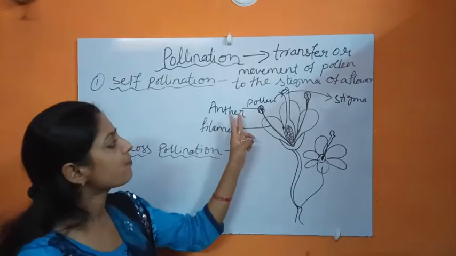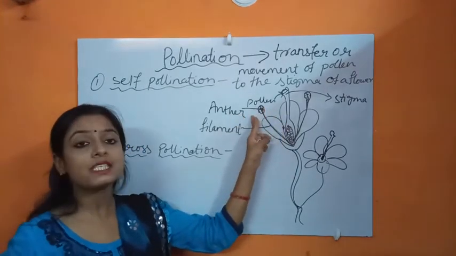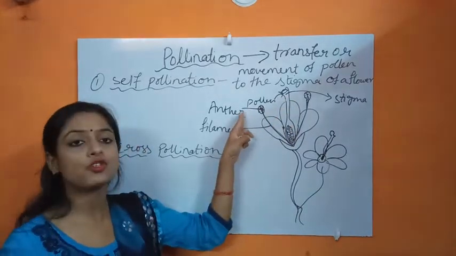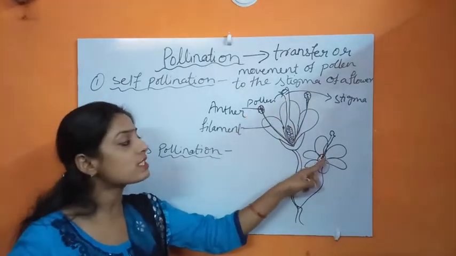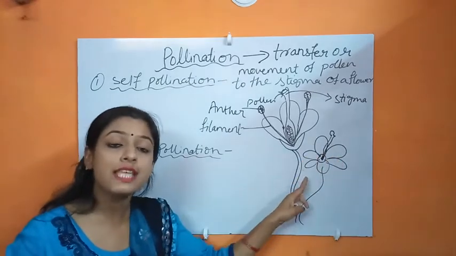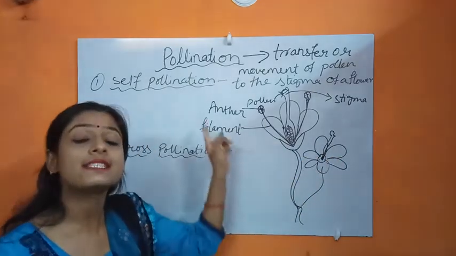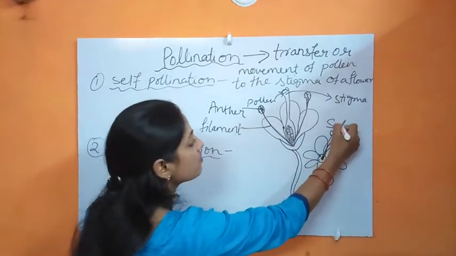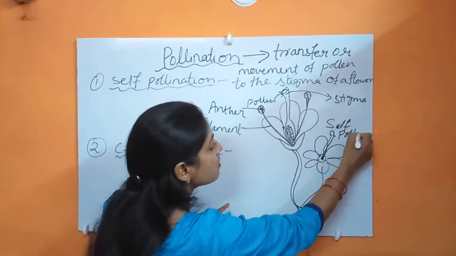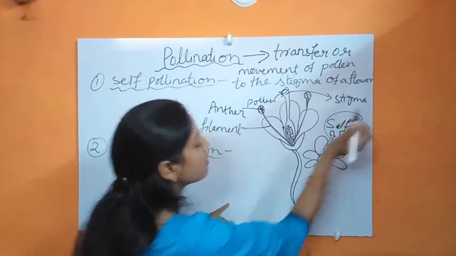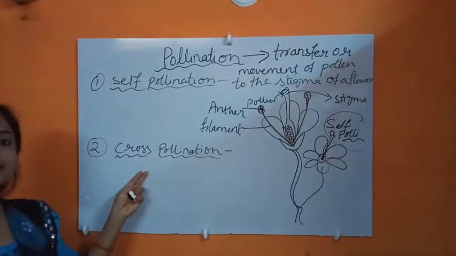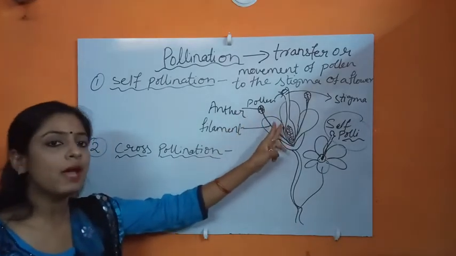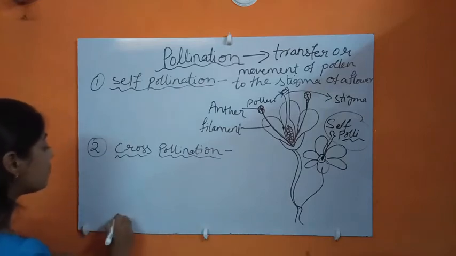So the transfer of pollen grains from its anther to its stigma, or from the anther of a flower to the stigma of another flower present on the same plant, is called self-pollination. This will be called self-pollination. Now what is cross-pollination? Cross-pollination is the transfer of pollen grains from an anther to the stigma of another flower.